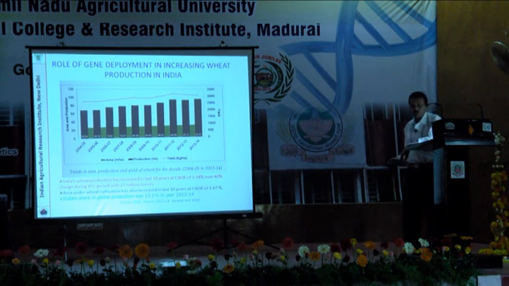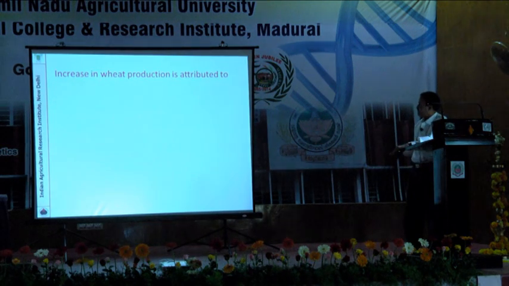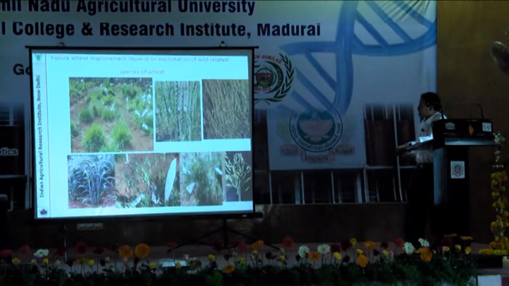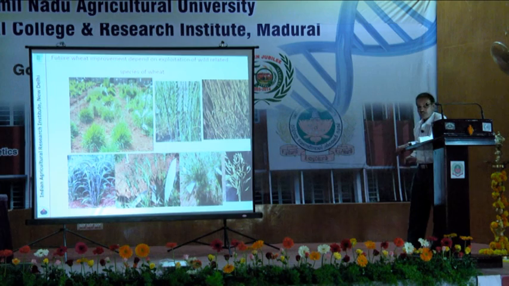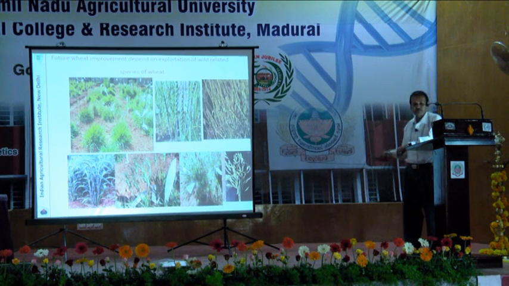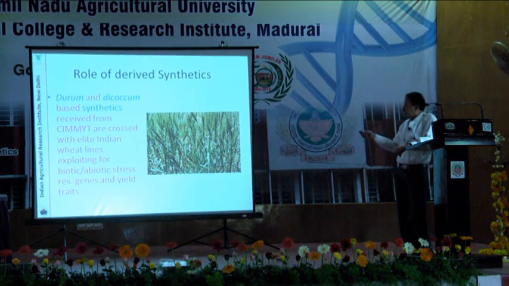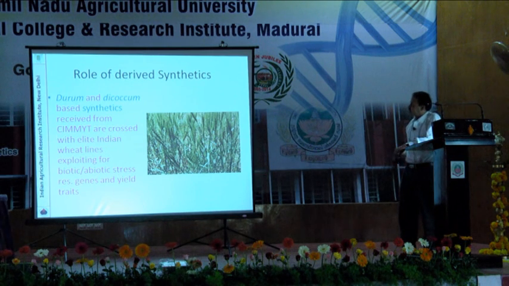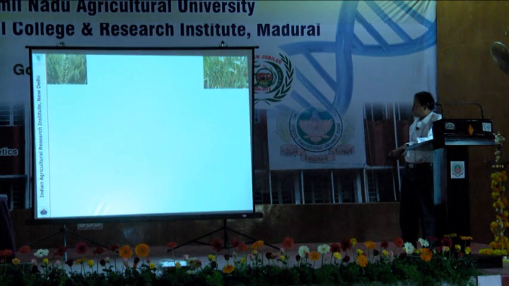So this is my conclusion, that over the period, particularly the last 1 decade alone, 40% yield gain has been made because of gene deployment. That's because of the release and cultivation of high yielding and disease resistant varieties, efficient vibrant coordination, and also gene identification. The future lies with the wild species. Now we are exploring them and maintaining them carefully. The other one is derived synthetics, the cross between durum and dicoccum. Dicoccum and durum based on Aegilops is being utilized.